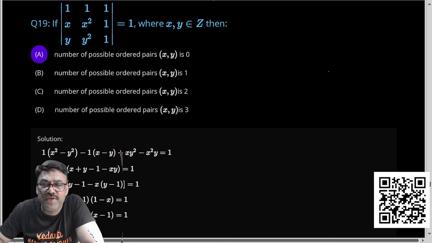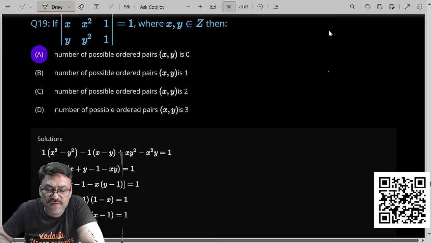Now x and y are integers here. So y minus x is an integer, y minus 1 is also an integer, x minus 1 is also an integer. The product of three integers can be 1 only when either each of them is 1. See, you have three integers, one integer is this, one is this, one is this. The product of three integers can be 1 when all of them are 1. So all of them are 1 means y minus x is 1, y minus 1 is 1, x minus 1 is 1.